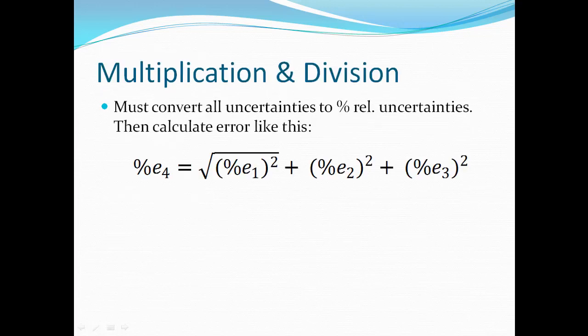The rule for multiplying and dividing is actually pretty simple as well. All you have to do is take the errors that you have and convert them first. Before you do anything, you have to convert them to percent relative uncertainties.